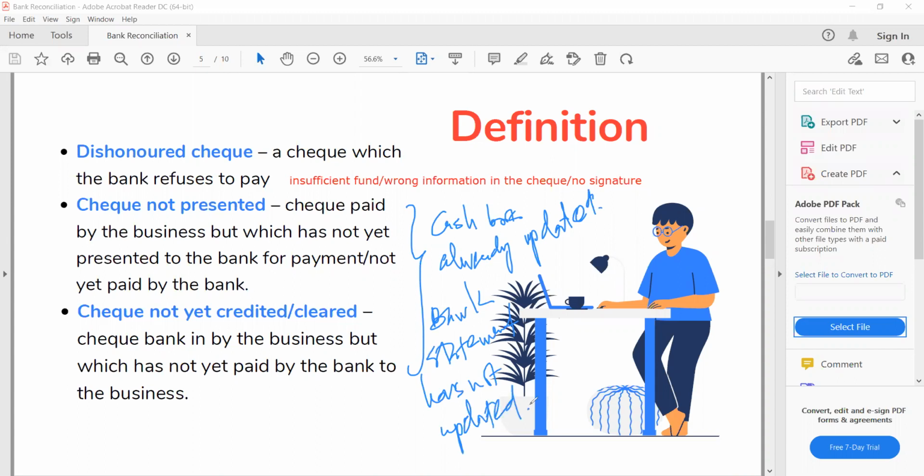So that's the cause. Most of the time in the industry, a cheque not yet presented or not yet credited is due to a timing difference, a different point of timing where the business and the bank do the recording.